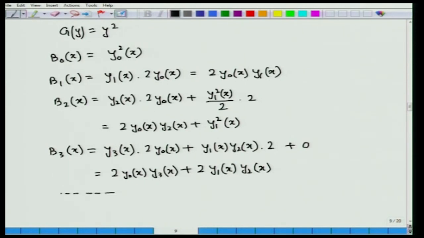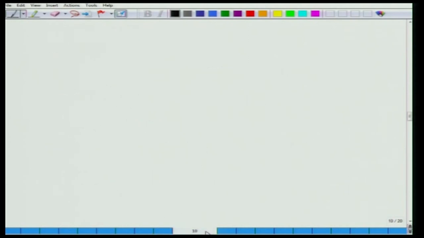Now, we use these results for b0, b1, b2, b3 in terms of y0, y1, y2, y3 for g(y) equal to y square in order to solve a nonlinear Fredholm integral equation. Here we are going to solve the same example that we first considered, which we solved using the direct computation method, and that is the equation y(x) is equal to 1 plus lambda integral 0 to 1 s y square(s) ds. So, here f(x) equals 1.